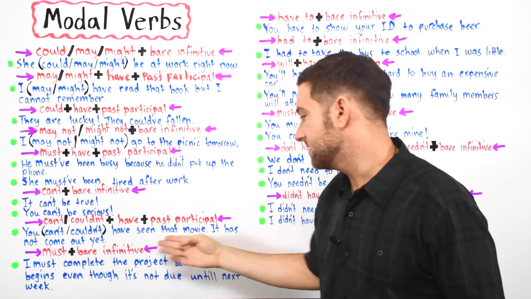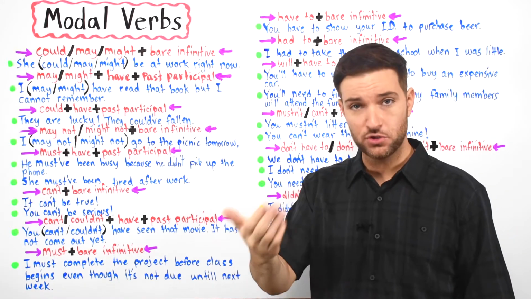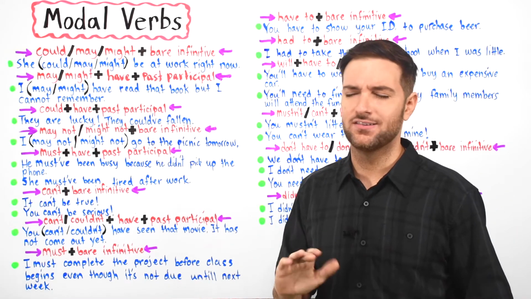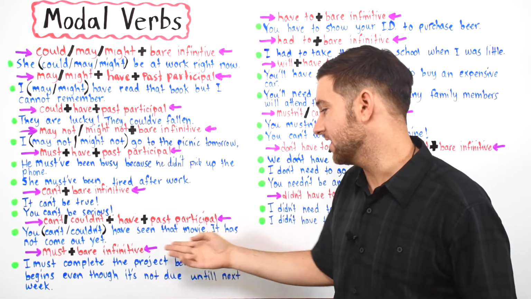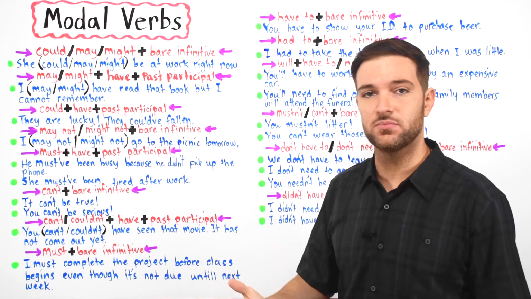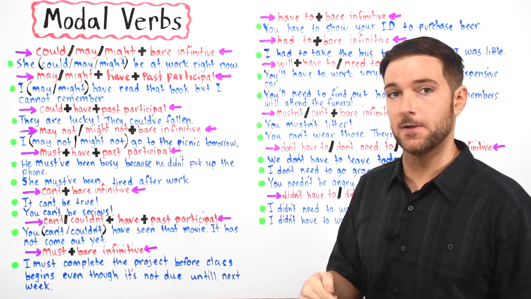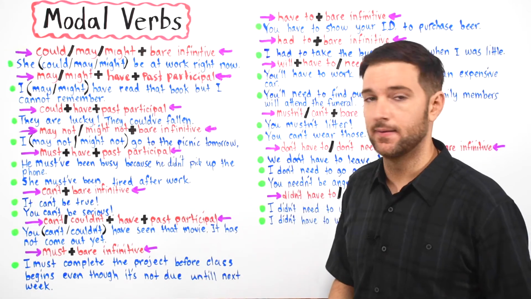You couldn't have seen that movie, right? You couldn't have seen that movie yesterday. You told me that you saw that movie? No, I don't believe you. You couldn't have seen that movie. You can't have seen that movie. It has not come out yet. Okay, it's not available. People can't see it right now. Next week, yes. Okay, today, no.